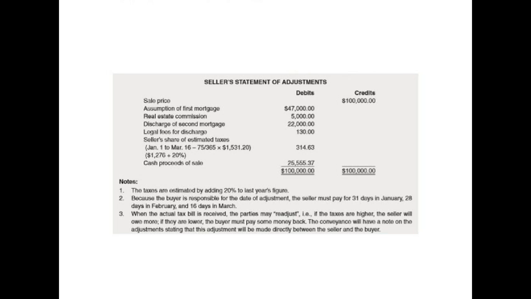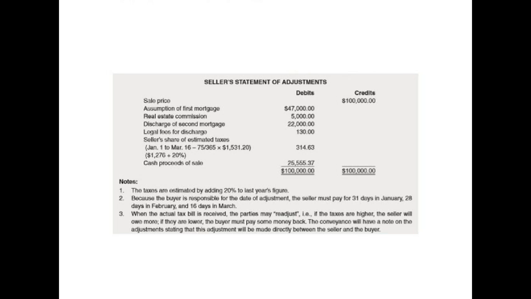And the cash proceeds of the sale, which are the credits minus the debits, come out to $25,555.37. And both the totals for the debits and credits columns on the bottom are 100 grand.